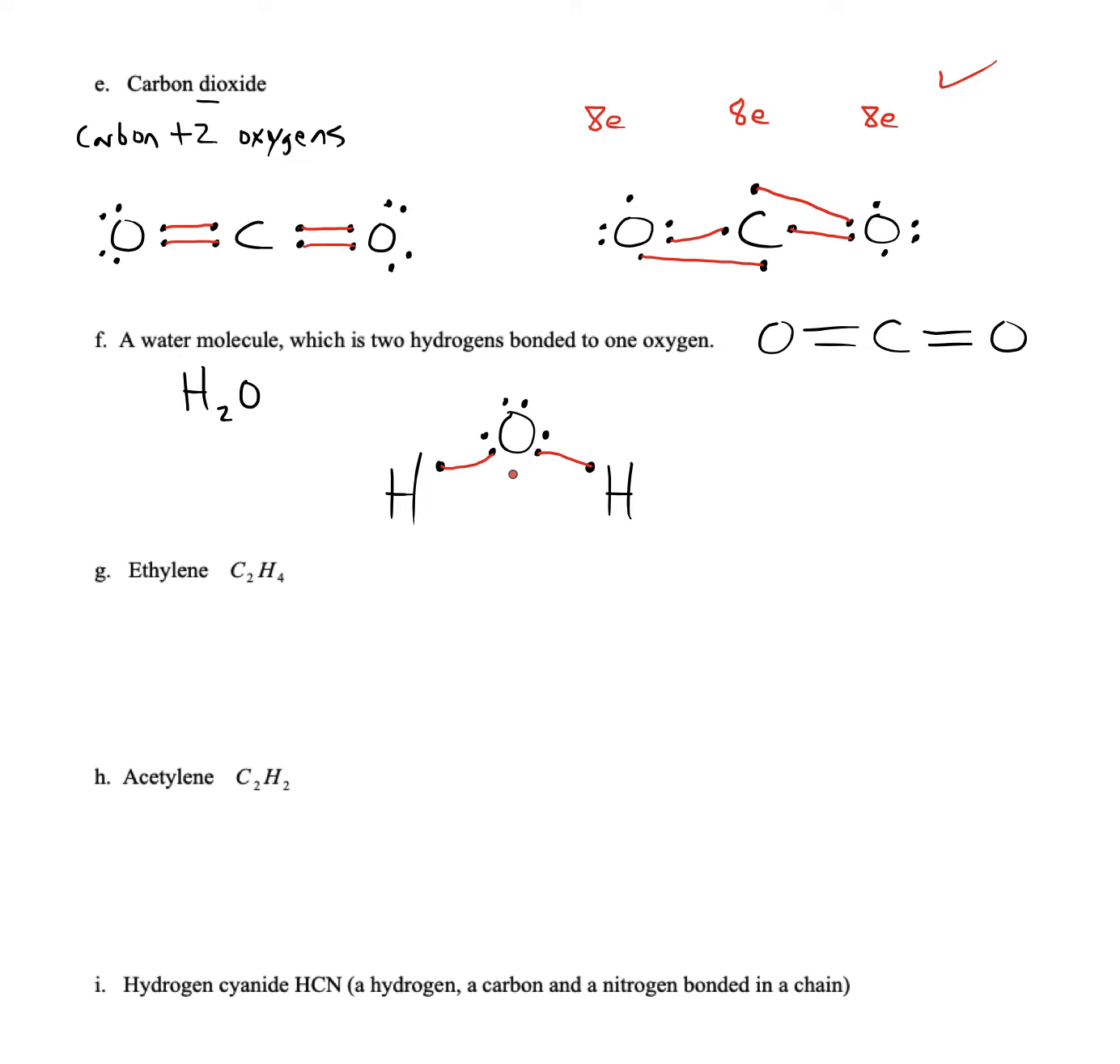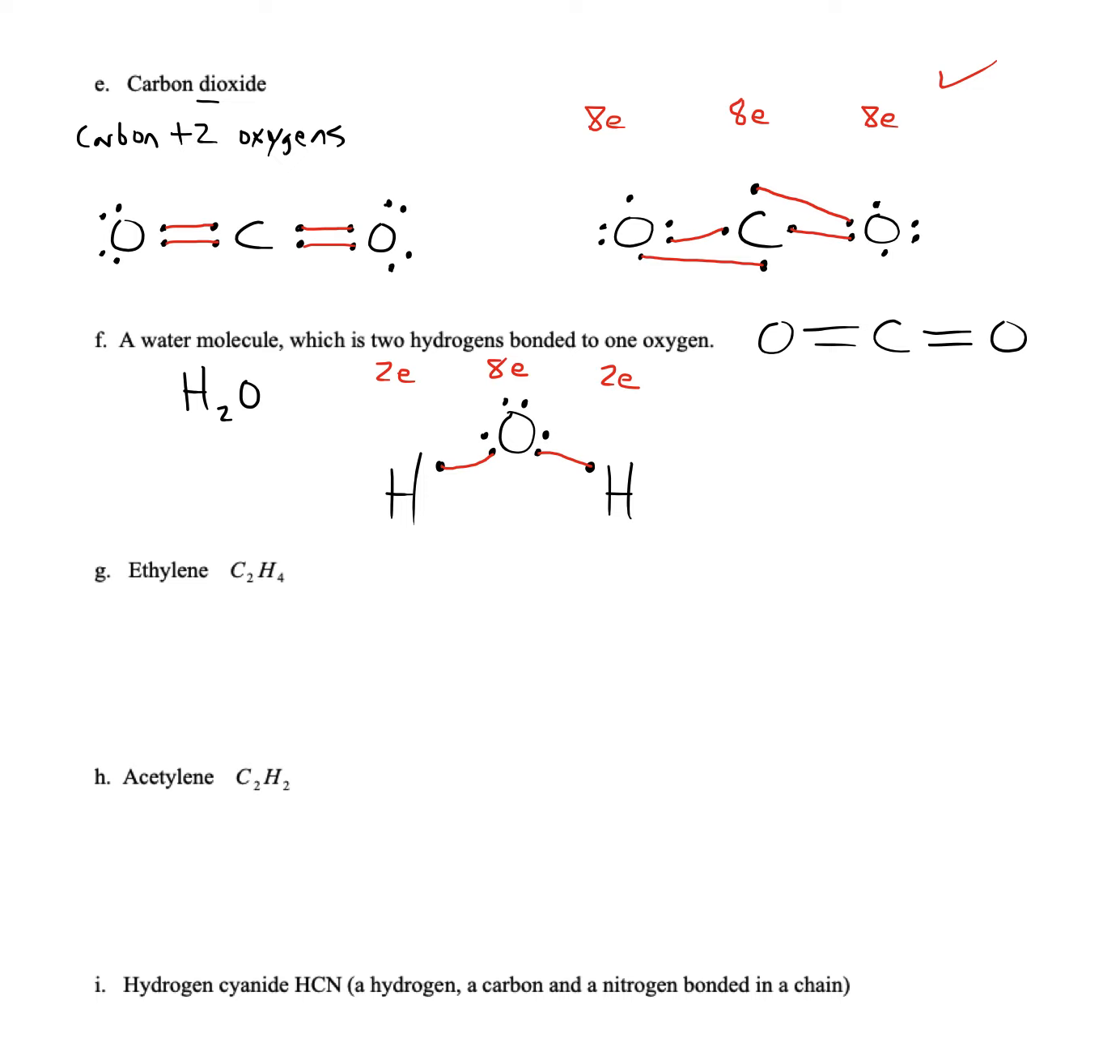is happy as well because if you count up the electrons that oxygen is in contact with, it's 1, 2, 3, 4, 5, 6, 7, 8. So oxygen is touching 8 electrons. Each hydrogen is touching 2 electrons. That makes everybody happy, and this is the right arrangement of the water molecule.